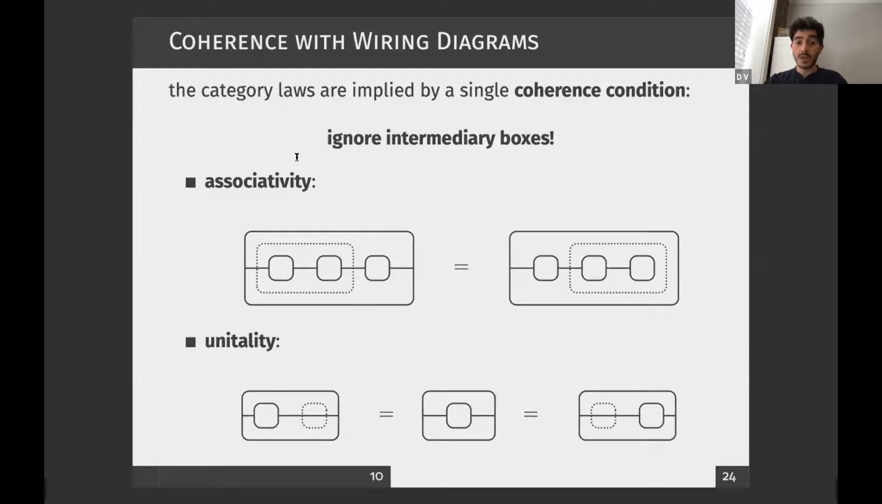Associativity can then be encoded as the special case where you do this maneuver, i.e. we first compose the first two and then compose it with the third, or we first compose the second two and then compose it with the first. And unitality similarly, except exploiting this unit which picks out the identity.